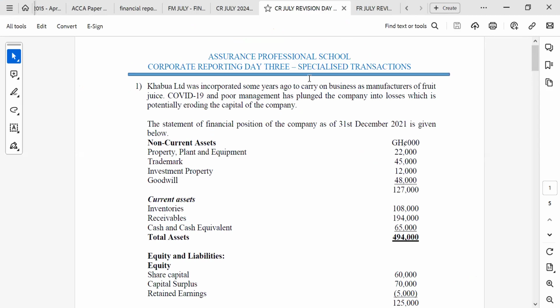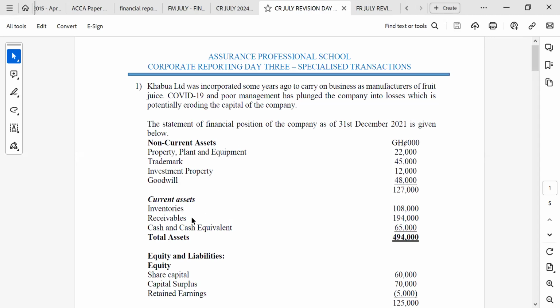You can't be making a loss and be... So the goodwill, nobody's going to buy the goodwill. You have a bad name already. So we have the property, plant, and equipment. We have the trademark. We have the investment property. We also have inventories. We have the receivables.